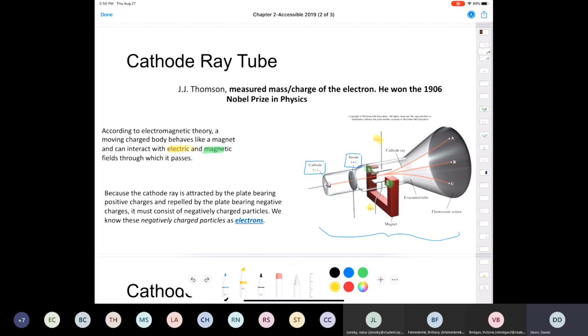So I summarized that right here. It says, because the cathode ray is attracted by the plate bearing the positive charges and repelled by the plate bearing a negative charge, it must consist of negatively charged particles. We know that these negatively charged particles are called electrons.